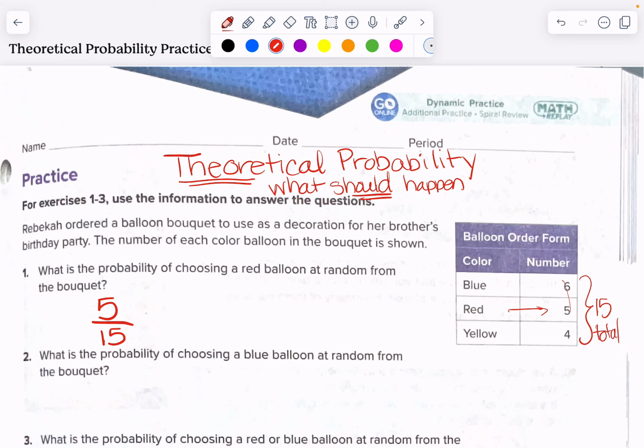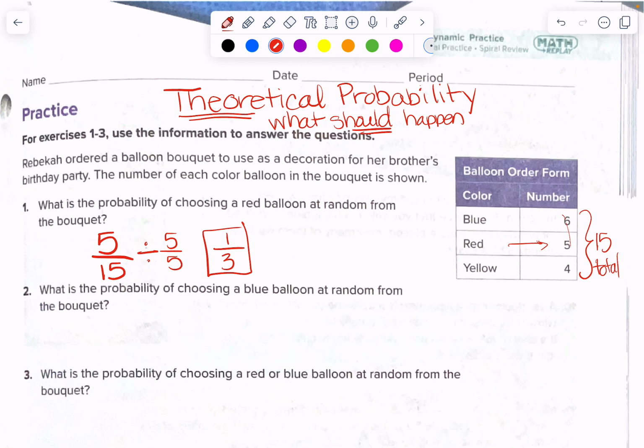Typically, we want to express our probability in its simplest form. So when I look at 5 and 15, I know that 5 is a common factor of both of them. So I'm going to go ahead and divide them both by 5 and end up simplifying that to 1 out of 3, okay? So I have a 1/3 chance, or 1 in 3 chance to randomly pull a red balloon.